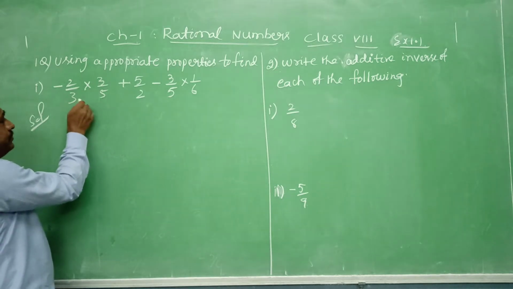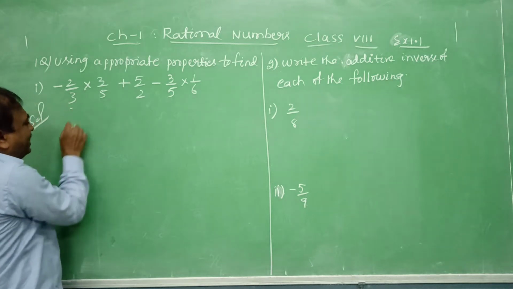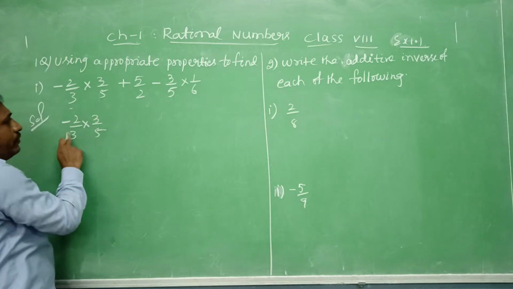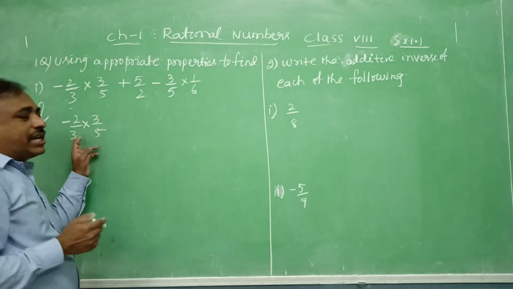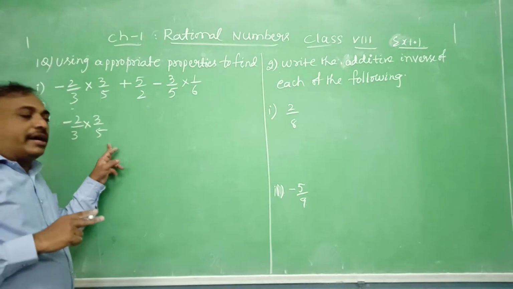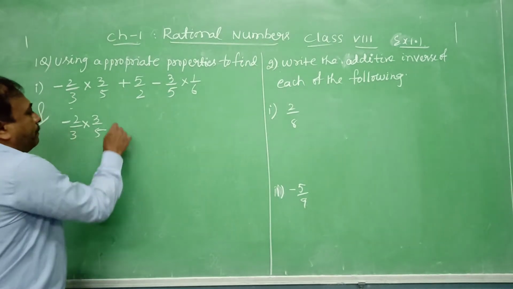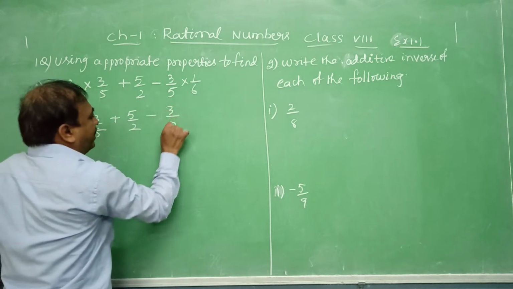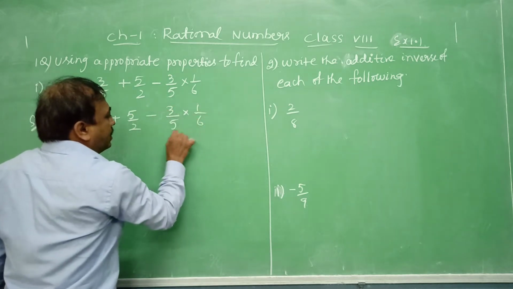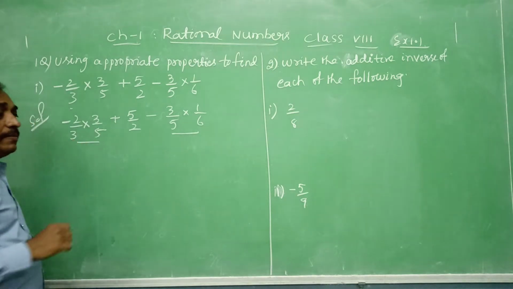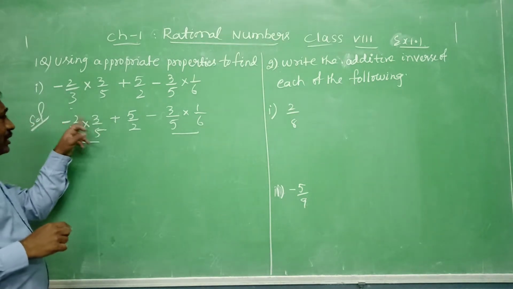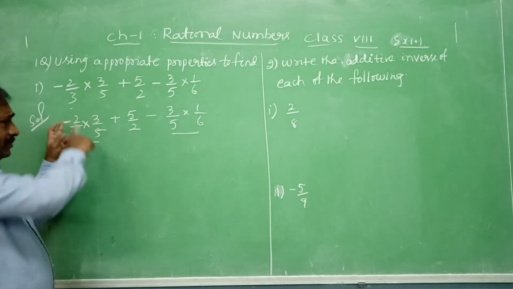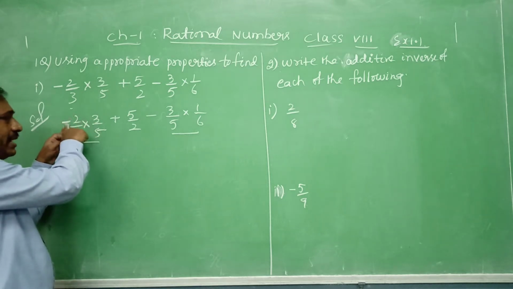So here, in these two, we'll write minus 2 by 3 into 3 by 5. When you multiply these two, you can use either the closure property or the commutative property. Plus 5 by 2 minus 3 by 5 into 1 by 6. So these two and these two, you observe: minus into plus. When we multiply rationals, first the sign also you have to consider, minus into plus.